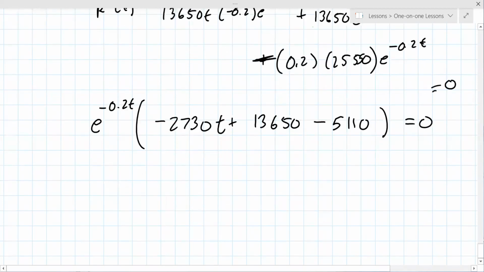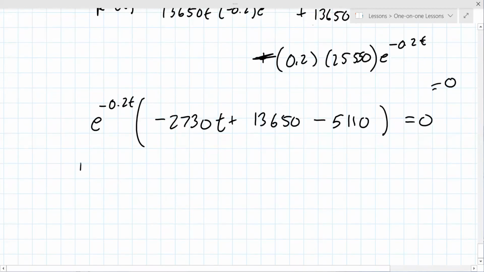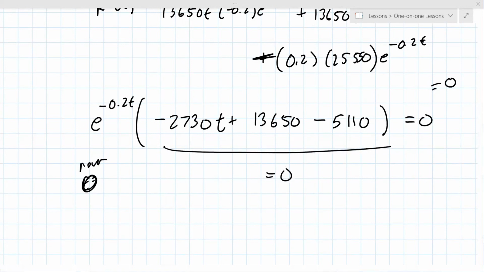So this first part is never 0. It's never t, that's never 0, but this is. So we're just solving this inside thing. We're setting this equal to 0. And we get 13,650 minus 5110, all of that divided by 2730.